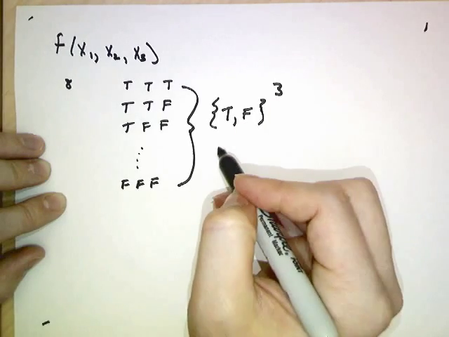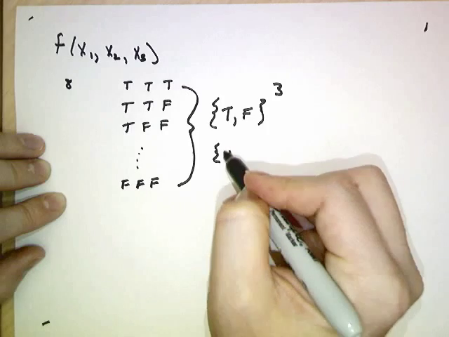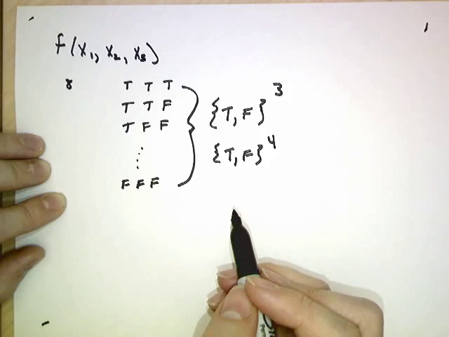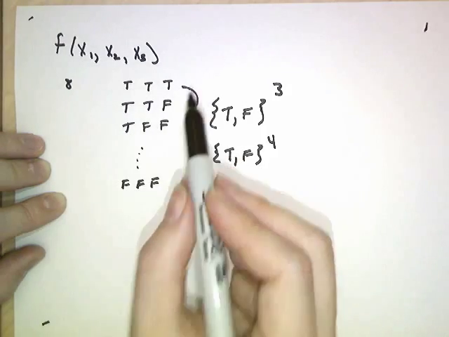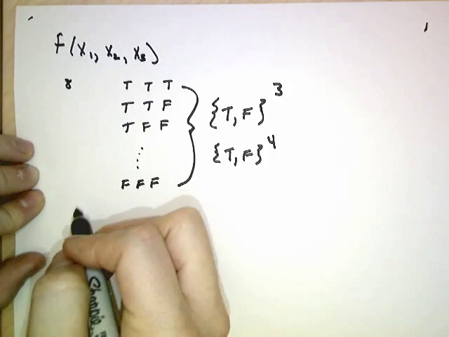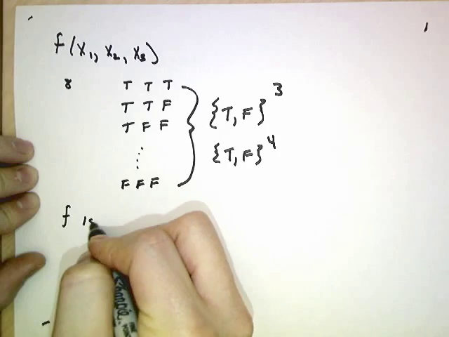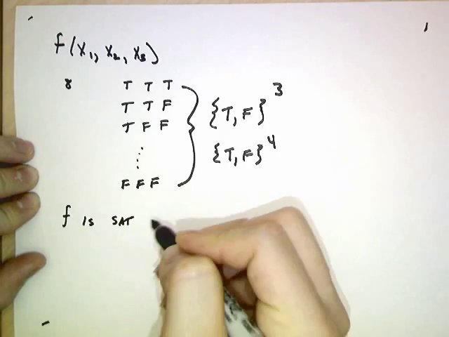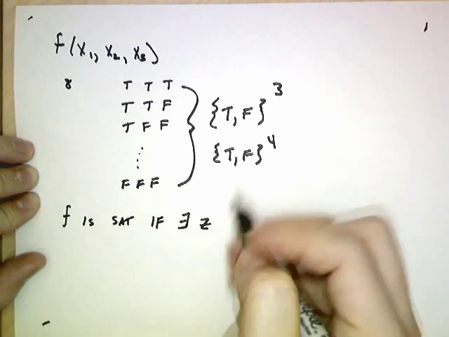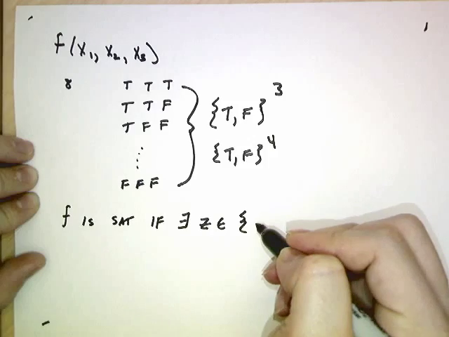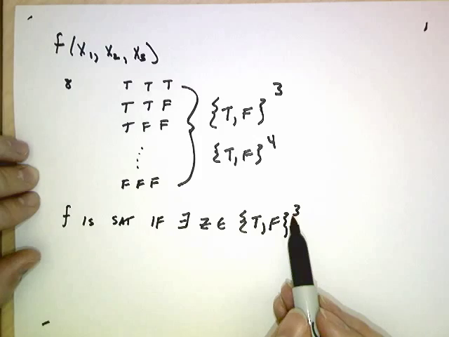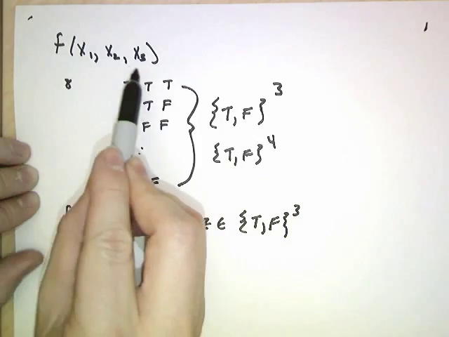If I wanted all true, false assignments of length 4, I'd write TF to the 4th, and so on and so forth. Okay, so what does it mean for a formula to be satisfiable? How do we write that using some notation? Well, we would say f is satisfiable if there exists a z that lives in this set, true, false to the 3. I'm writing a 3 here because f here has 3 literals.